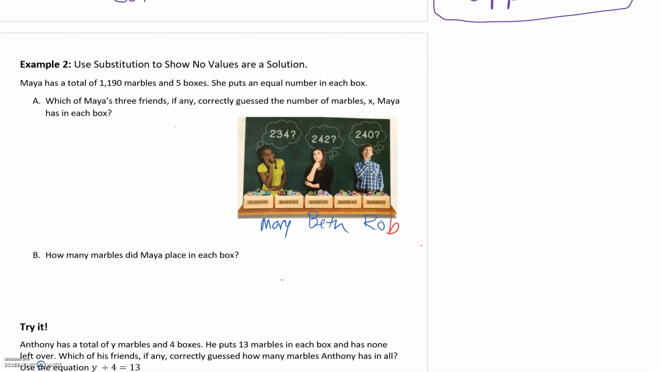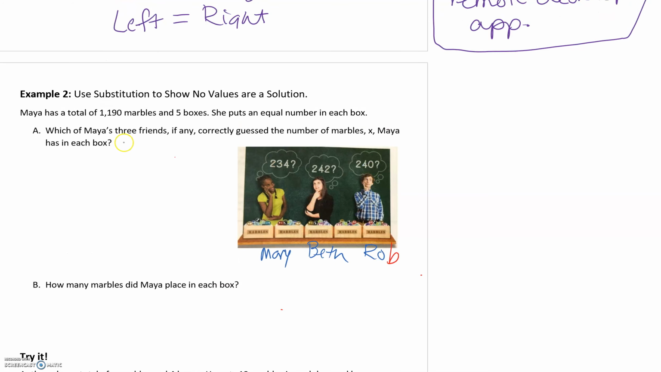So we want to look at our equation here. So one way that we can have that is we can put 5 times the number of marbles in each box is equal to the total 1,190. Okay, so let's start with Mary. So Mary over here, she guessed that the number of marbles in each box is going to be 234. So let's see if she is correct.